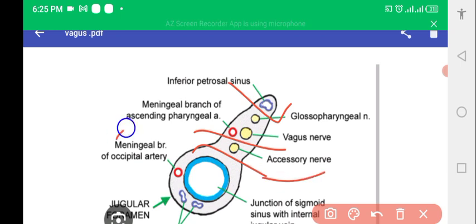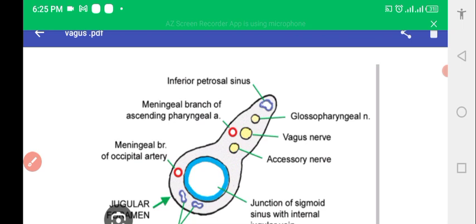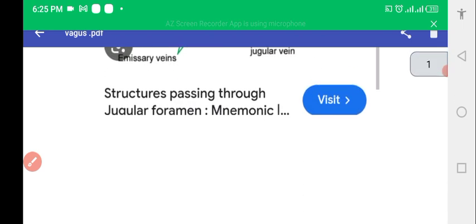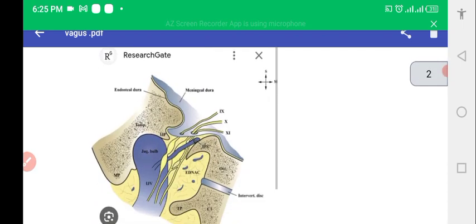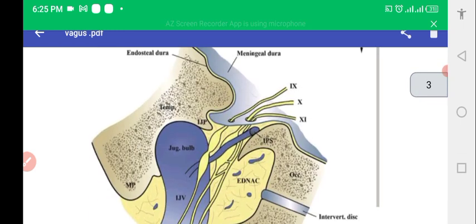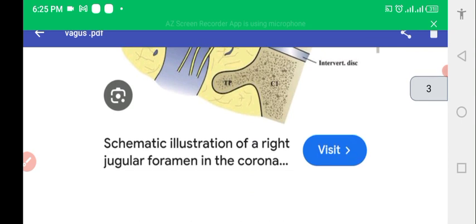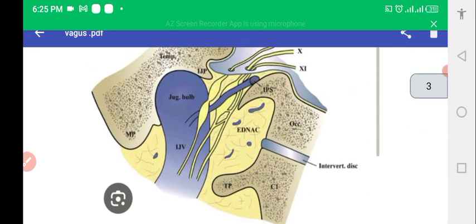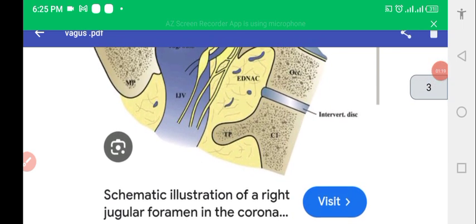Also, the occipital artery and sigmoid sinus are passing through the jugular foramen. We will be looking at the clinical importance of the structures passing through the jugular foramen. The accessory nerve is also passing through this. As you can see in the image, there is the accessory nerve passage, the vagus nerve, and the jugular foramen.